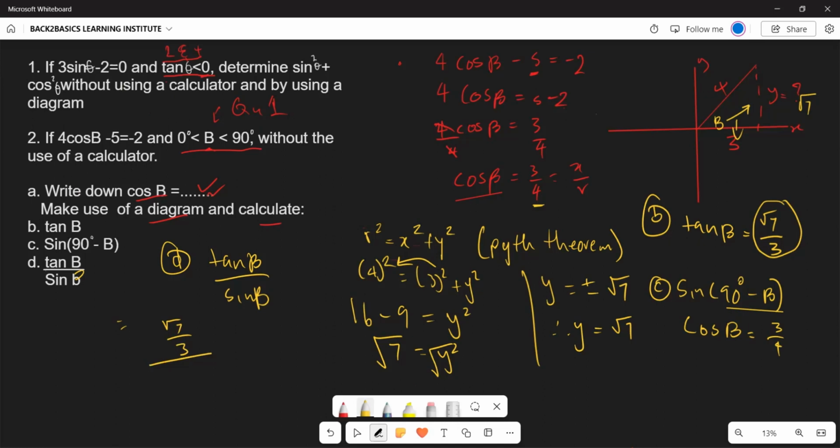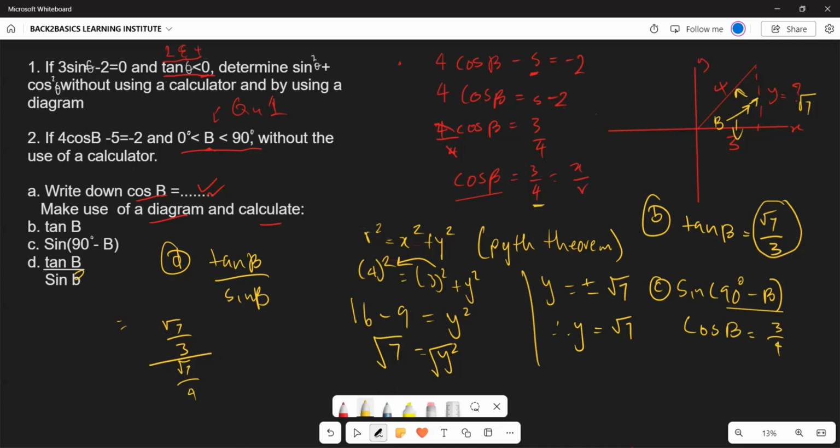Divide by what is your sine of B? Remember, sine is SOH, which means opposite over hypotenuse. So it is given by root 7 over 4. And what is it that you can do now from there?